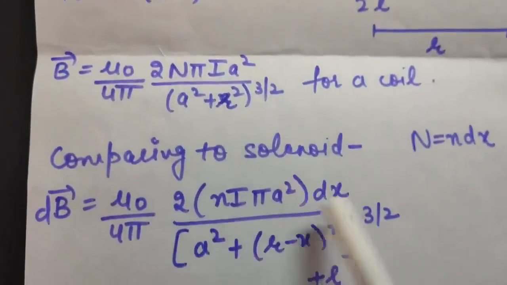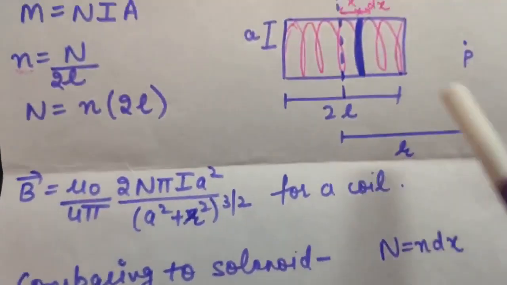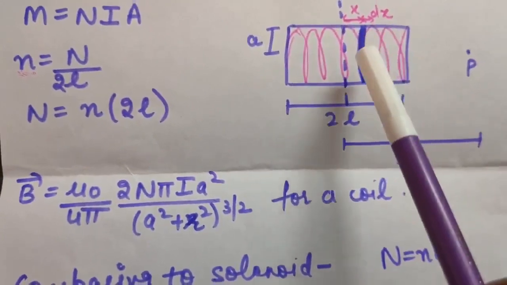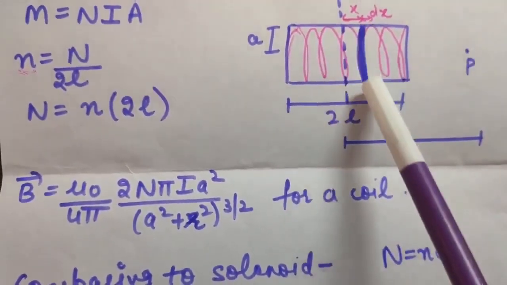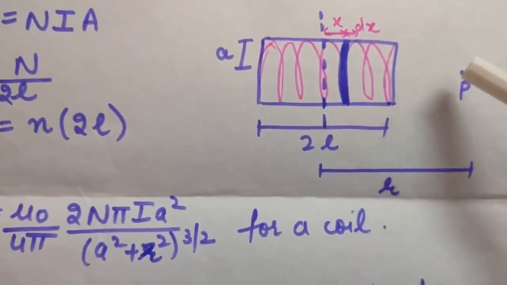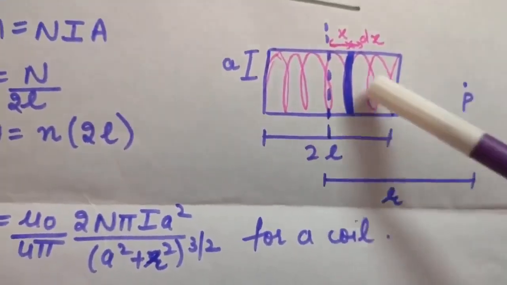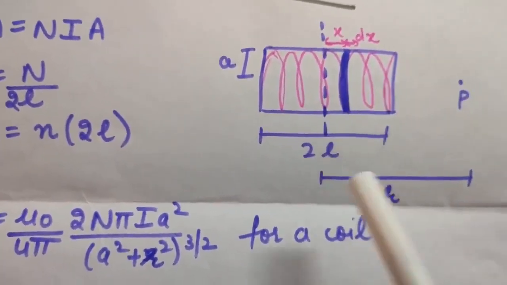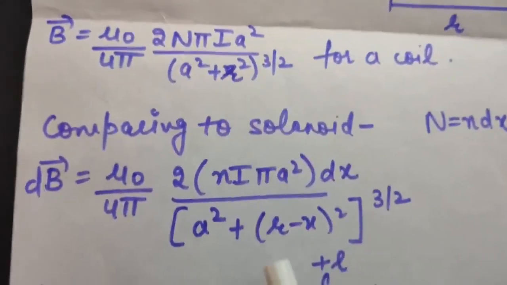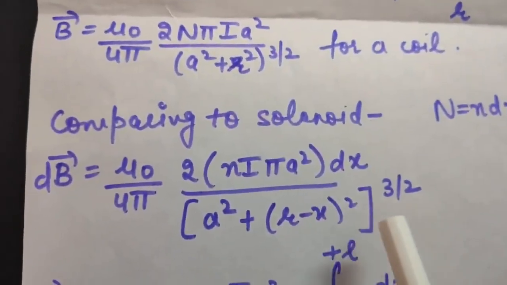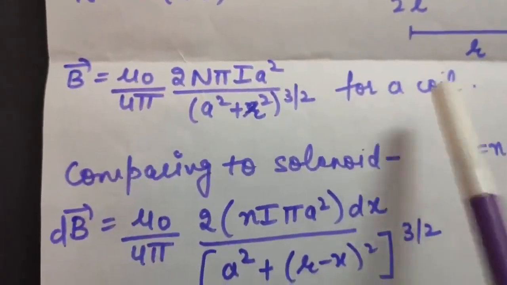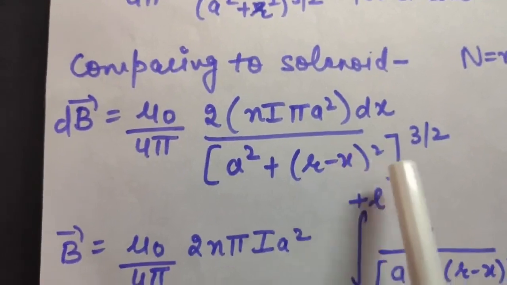Now what will be the value of r for this solenoid? See, r, if you remember, is the distance of the coil from the point where we want to calculate magnetic field. So here this is that distance, and to calculate this distance, this will be equal to R minus x. So here this will be equal to (R minus x) whole square. Remember, this is the general formula for a coil and this is the formula for the solenoid which we will be using now.